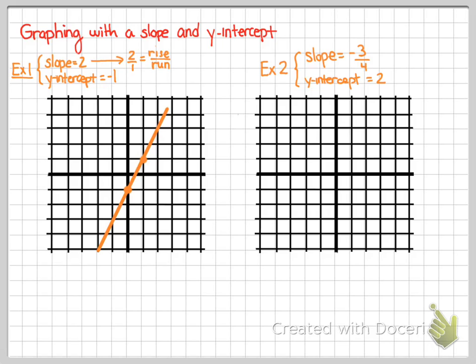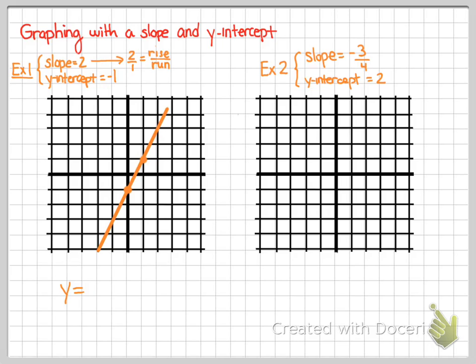The only other thing that I want to do when I'm done that is to write my y equals equation for this line because that will come in handy in certain scenarios. So I'll write y equals, and then I just need to think about how to use the slope and the y-intercept to write my y equals equation.